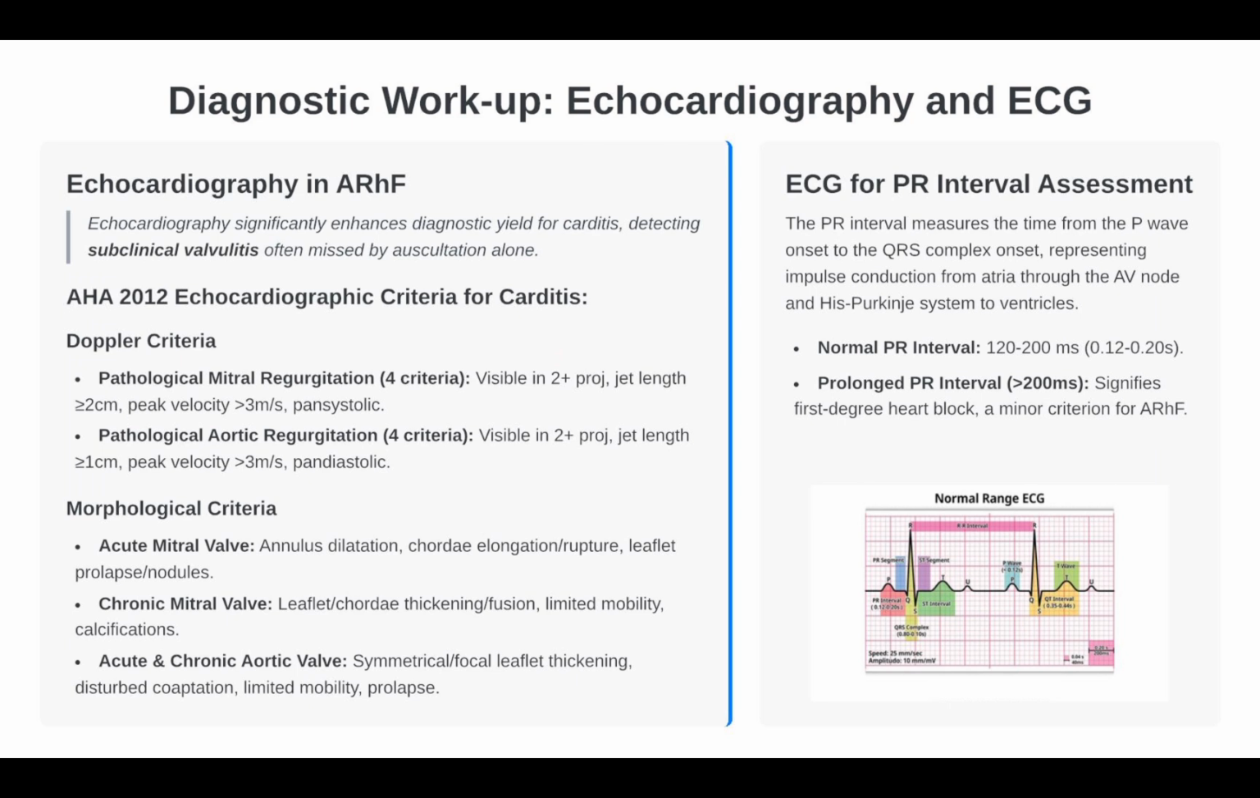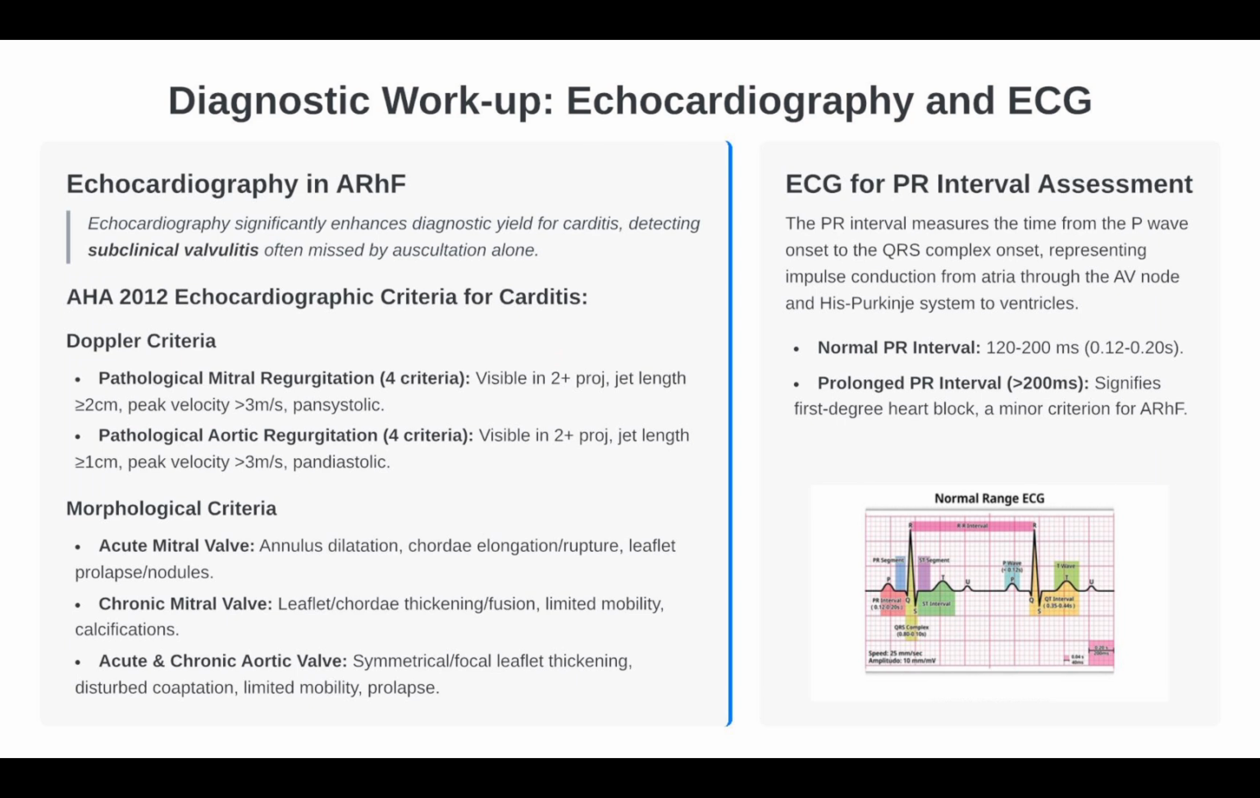Let's talk about the essential diagnostic tools, echocardiography and ECG. The guidelines highlight that echocardiography is an important tool to confirm cardiac involvement in acute rheumatic fever. It is invaluable, especially for detecting subclinical carditis, where heart inflammation is present but without a clinical murmur. The AHA 2012 criteria provide precise echocardiographic definitions. For Doppler criteria, all points must be met.